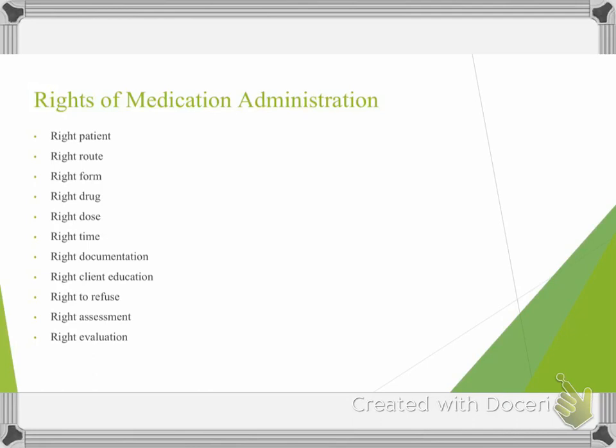The right assessment. You need to collect any essential data before giving the medication. For example, a PT and an INR before giving warfarin, and we'll talk about that when we talk about anticoagulants, or an apical pulse before giving digoxin. Okay? Then the right evaluation. We have to make sure that the drug was effective. The only way to see if it's effective is to evaluate. Did the drug do what it was supposed to do?